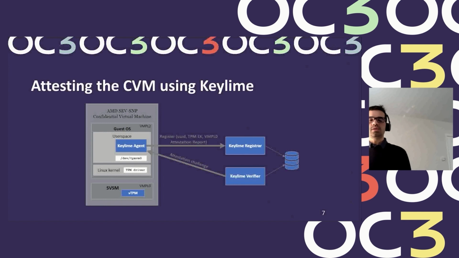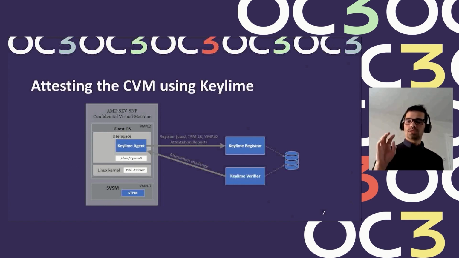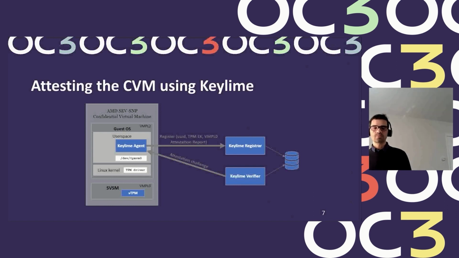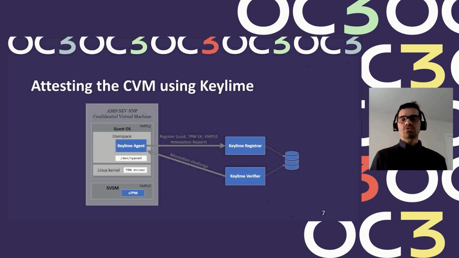To attest an AMD confidential VM using Keylime, we're going to need the Keylime registrar and the Keylime verifier installed somewhere, and an AMD confidential VM with the vTPM enabled, running in the SVSM, and in this case it's going to be an ephemeral vTPM. We also need the Keylime agent, which runs from user space and starts the process to register the confidential guest, and later the Keylime verifier does the attestation.